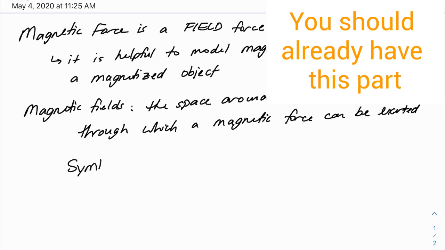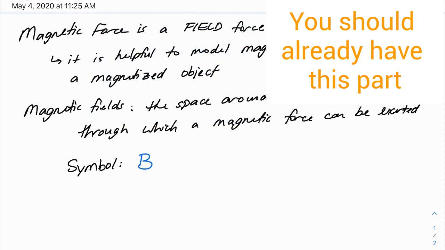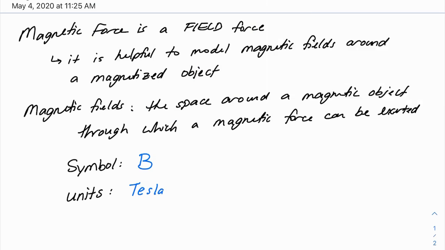We symbolize it with the letter B, and that is kind of a random unit, a random variable, but it just is. The units for it are called Teslas. That's where the famous name came from. The name came from Nikola Tesla, who was one of the pioneers in the late 1800s in revolutionizing and innovating electricity and magnetism. We abbreviate that as a capital T.